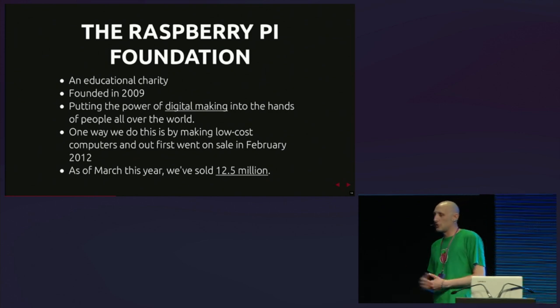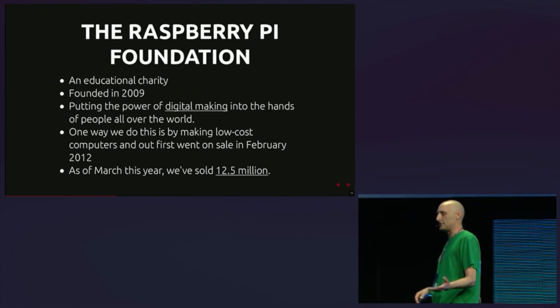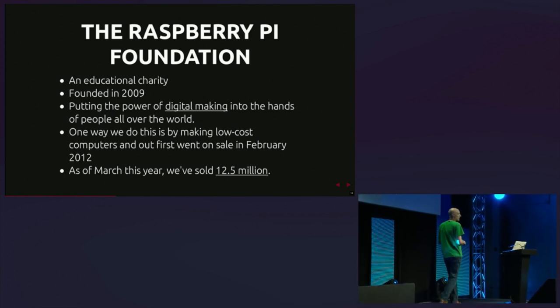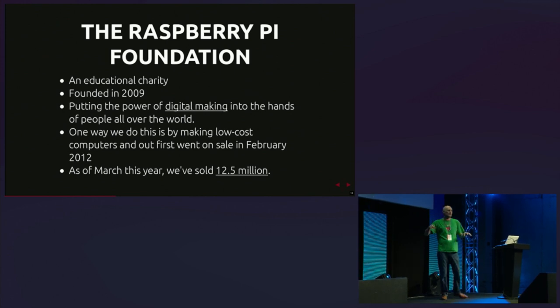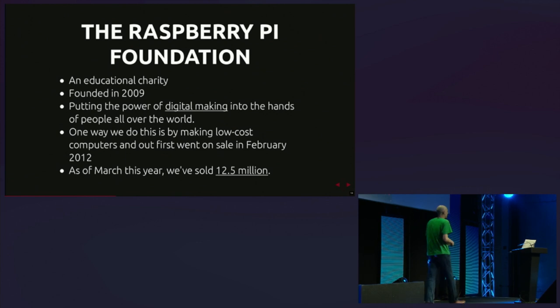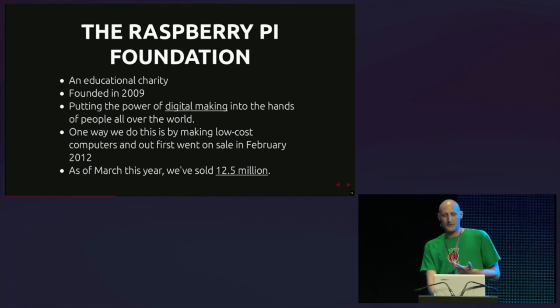As of March, we've sold 12.5 million devices, so we're the biggest selling computer the UK has ever had. And that obviously generates quite a bit of revenue. 12.5 million computers, discounting a few Pi Zero sales, at $35 a computer, that's several million pounds and dollars that have come into the foundation's bank account. So what do we do with that money?